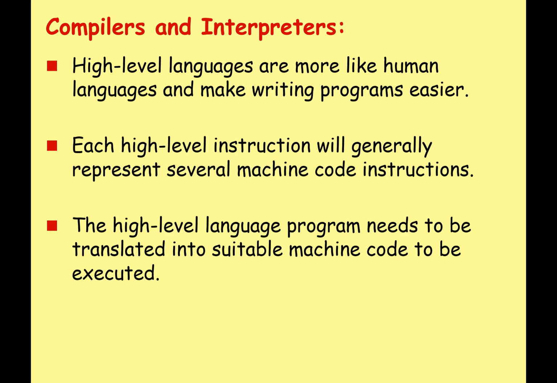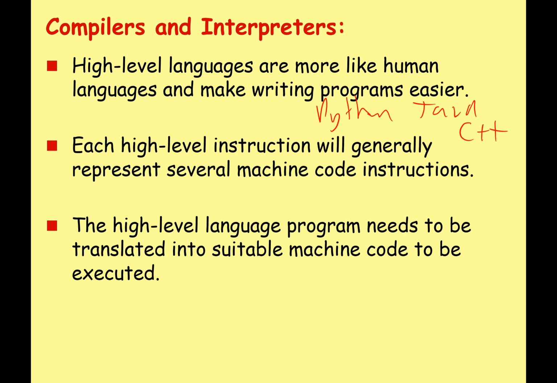Let's take a look now at compilers and interpreters that do the same thing but for high-level languages. So basic points here, high-level languages are much more like human languages and make writing and maintaining programs easier. So that means anything like Python or Java or C++ or any other language that I'm sure that you're familiar with. Each high-level instruction will generally represent several machine code instructions. So you might write one line of Python or one line of Java, but when that is then converted into machine code, it might be several instructions.